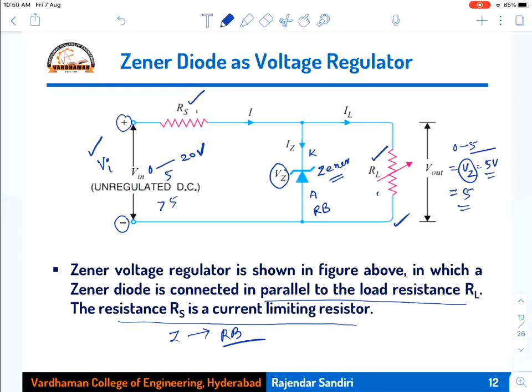So we'll take some cases. In the first case, all three values are fixed: Vi is fixed, Rs is fixed, RL is fixed. Vi and R are not varying; they are fixed. Maybe I can apply some 15 volts for Vi, and R is say 1 kilo ohm. Now the RL value is changing. RL is the load resistance, and I will make it variable. That is the second case.